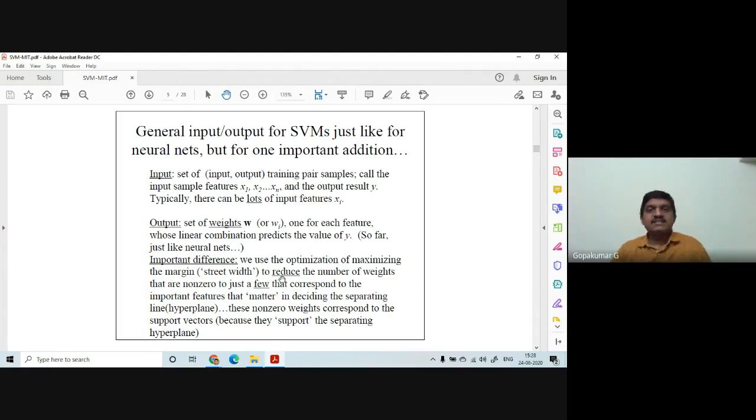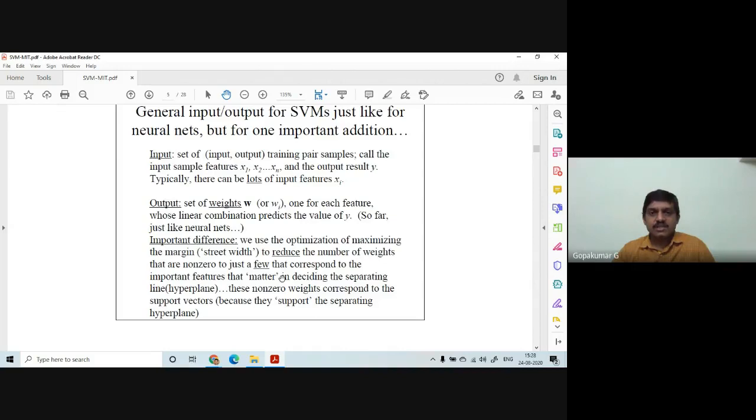Then what is the difference from ANN? We use optimization of maximizing the margin to reduce the number of weights. Here we are not storing the weights corresponding to each component of the input vector, because we only store those weights corresponding to support vectors.